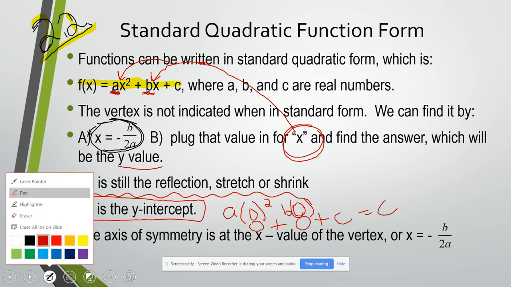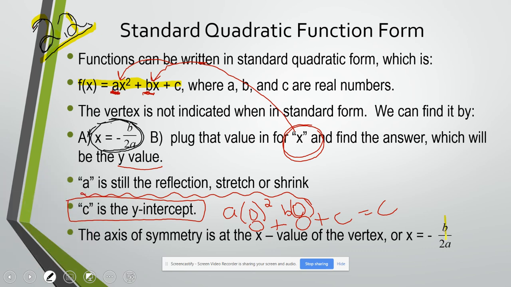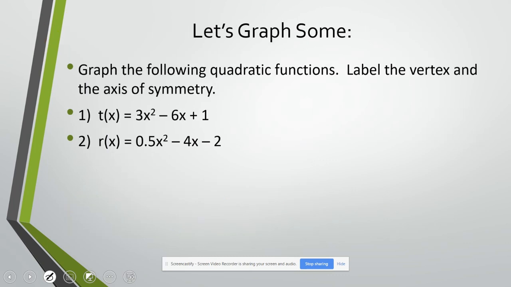Remember that your axis of symmetry, or your AOS, is the same as the x value in your vertex. So your axis of symmetry and the x value of your vertex are both found from that x equals negative b over 2a. Let's try a couple. We're going to start with finding our axis of symmetry for number 1 and the x value of our vertex, because these, remember, are the same things.